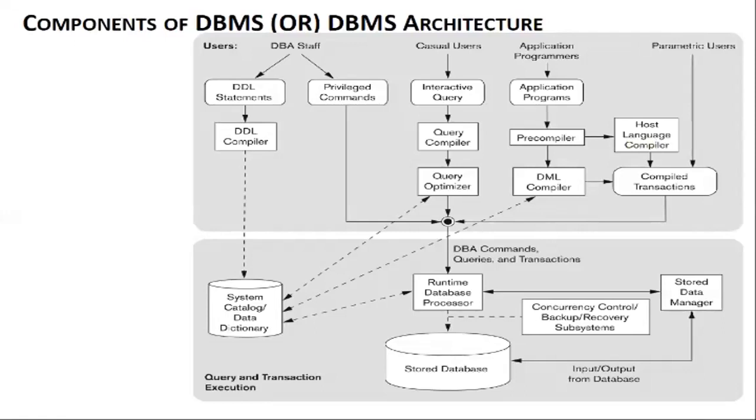For example, if you are writing Java code and have included any SQL commands inside it, those SQL commands will be extracted by the pre-compiler and compiled by the DML compiler, and the exact Java code will be compiled by the host language compiler, for example the Java compiler. The Java compiler will compile the remaining Java code, and it will be forwarded to the compiled transaction.